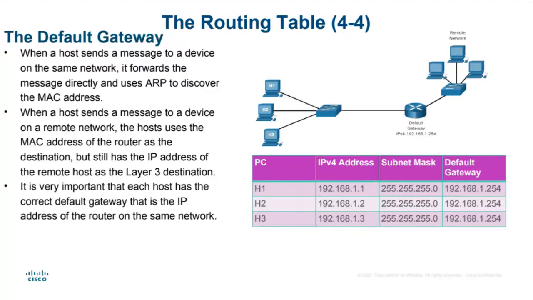Here, the same concept. When a host sends a message to a device on the same network, it forwards the message directly and uses ARP to discover the MAC address. When a host sends a message to a device on a remote network, the host uses the MAC address of the router as the destination, but still has the IP address of the remote host as the layer 3 destination. Okay. Let's finish these two slides.